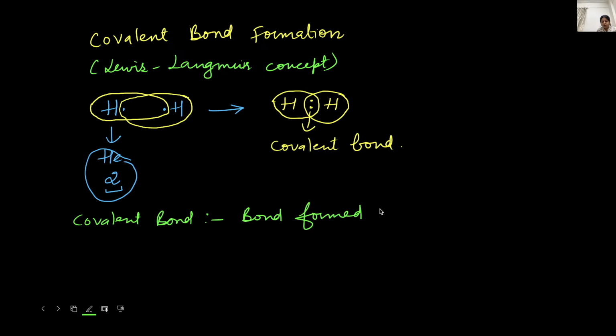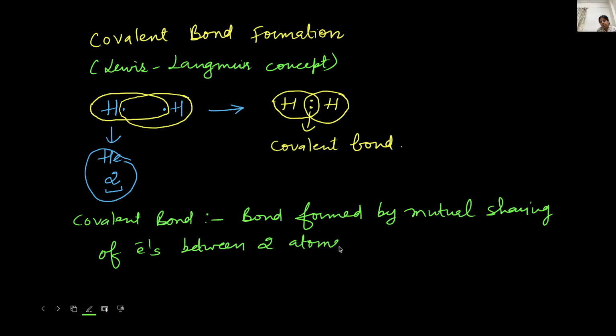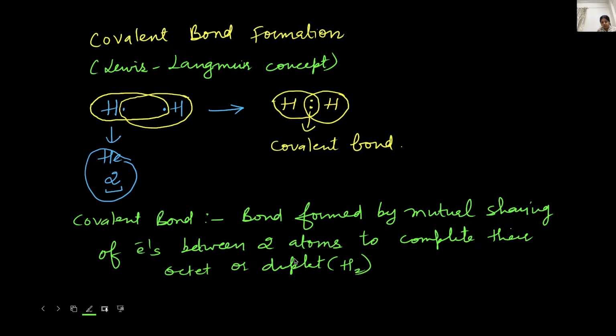It is the bond formed by mutual sharing of electrons between two atoms to complete their octet or duplet, only in case of the hydrogen molecule.